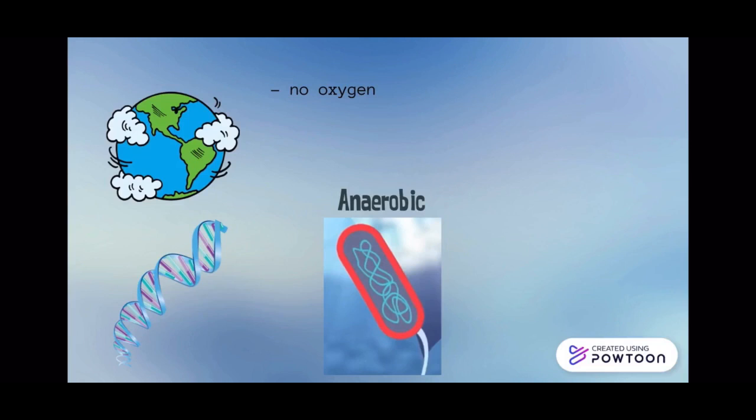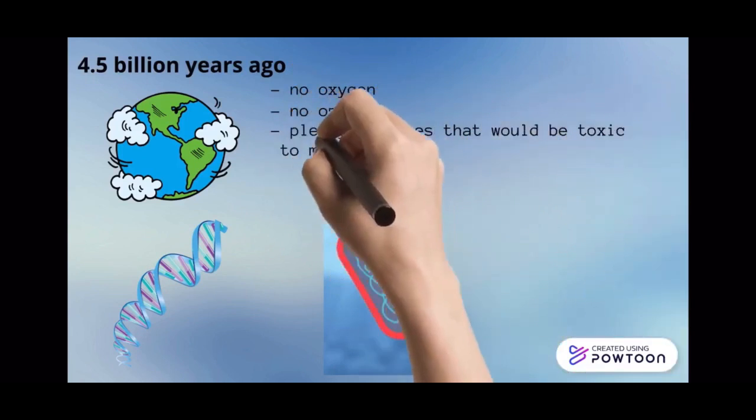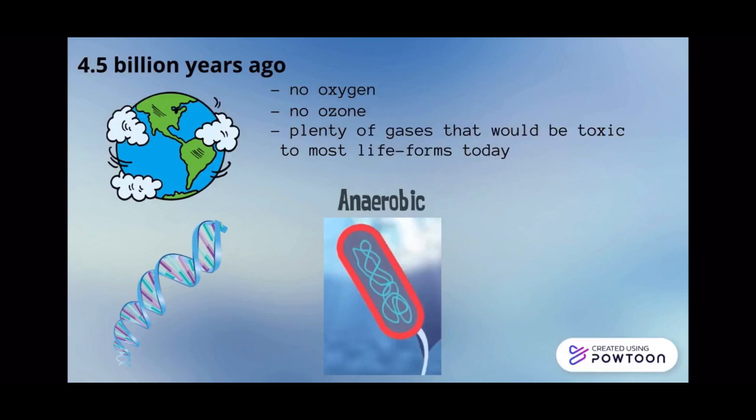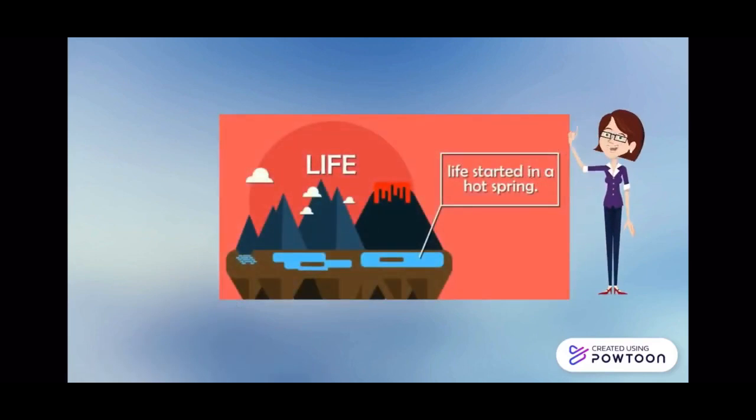Scientists think that the Earth formed around 4.5 billion years ago. The early atmosphere contained no free oxygen, no ozone, and plenty of gases that would be toxic to most life forms today. As the planet began to change, it caused an increase in volcanic activity. The volcanoes outgassed materials that formed an atmosphere. It is thought that one of the gases released was water vapor. As the planet and atmosphere cooled, condensation occurred, and large bodies of surface water formed.